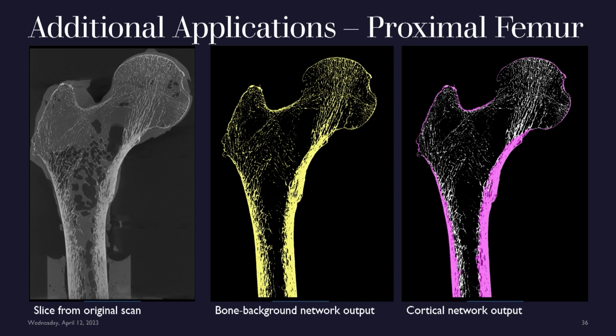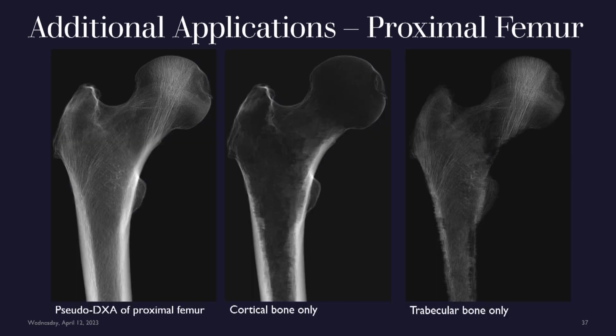Everything I showed you was trained on the femoral necks. So we were like, well, we have the whole proximal femur scans, let's try it. And it works beautifully. And so these are largely without any retouching. This is brand new as of Monday, so this is the Pseudo-DXA for the entire femur. And you can really see the loading patterns within this bone here.